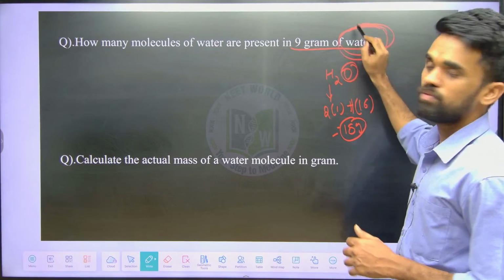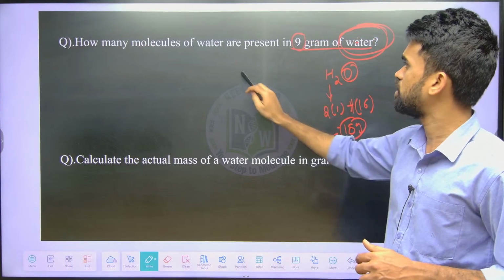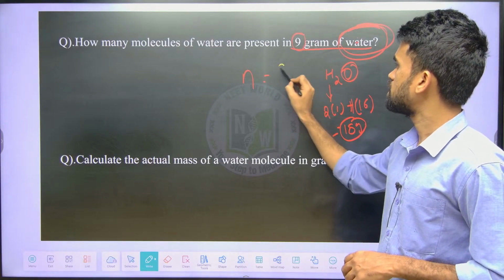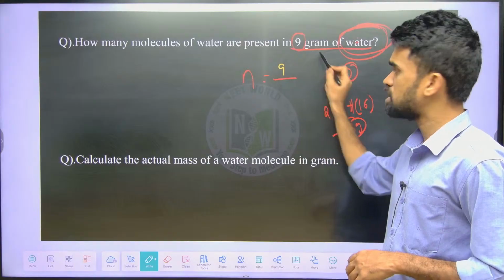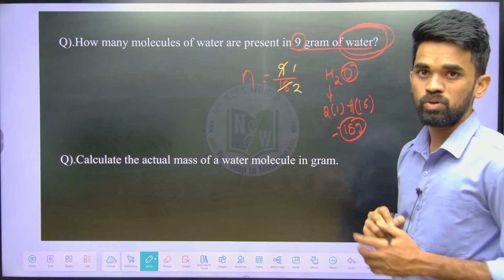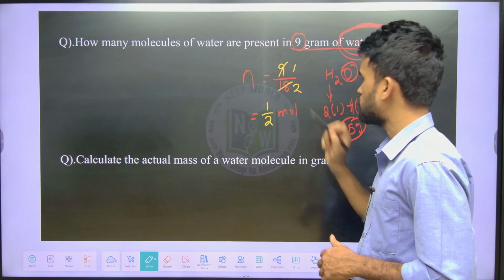So we got the molar mass of water, and the given weight is given. So how can you find the number of moles? Number of moles is nothing but given weight by its molar mass. Molar mass is how much? 18. So this will be 1/2 mole. So you got 1/2 mole of water molecules.